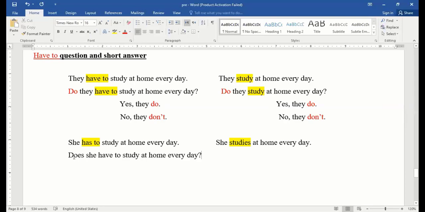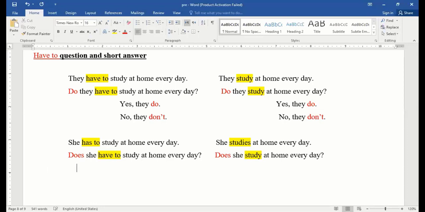So where is the verb here? We have does because we have she. Then after does, we always write the infinitive. So the infinitive of has to is have to. And here, again, we have does. Does she study? We put the infinitive after does. Study at home every day. And again, we have here does, then we put the infinitive: study, have to, okay?